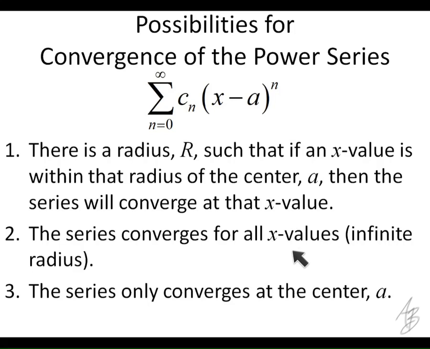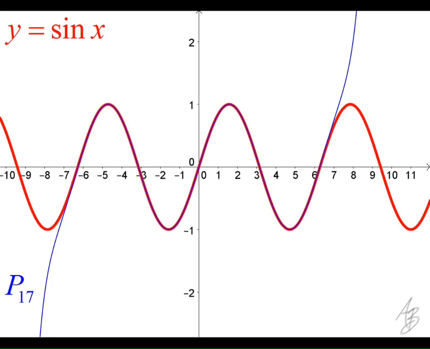So the two ways that we could see functions that converge that are interesting to us are the ones that have a finite radius. So if we're centered at a, we could have, say, a radius of 1. So any number within 1 of a is going to converge. Or we could have a series that converges for all x values. This was the example we looked at with sine. After the 17th order Taylor polynomial, we can see that as we add more and more terms, it converges to sine for all x values.